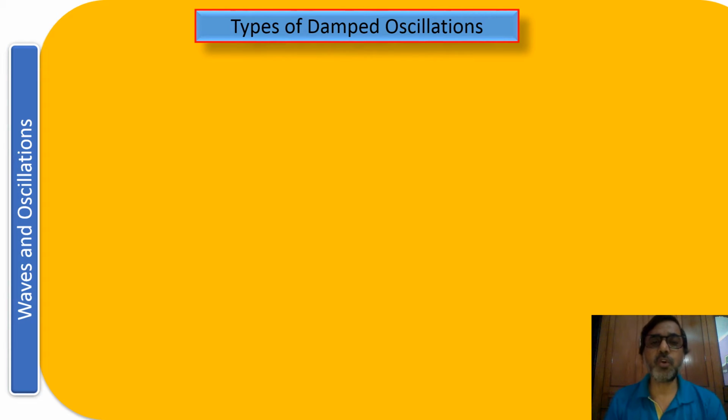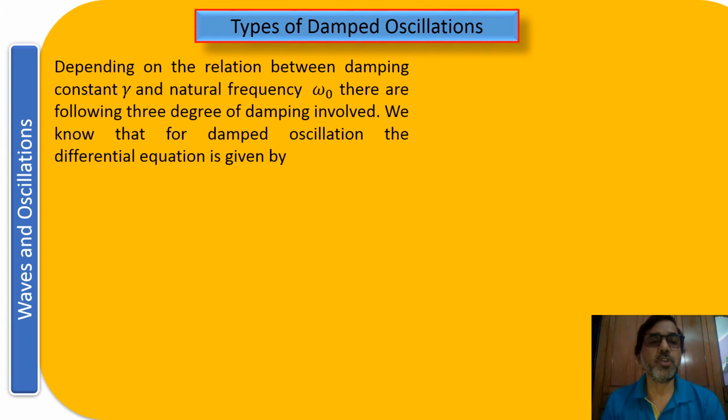Now this goes to the types of damped oscillations, depending upon the relation between the damping coefficient. If you remember the differential equation that we had done, there we had taken two constants. One was gamma, where gamma was equal to b by m, where b was the coefficient of the resistive medium and m was the mass of the oscillating object, and omega naught was the natural frequency of the object. Depending upon the relation between gamma and the natural frequency omega naught, there are three types of damping.